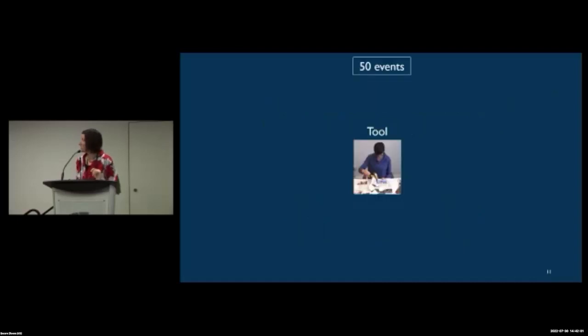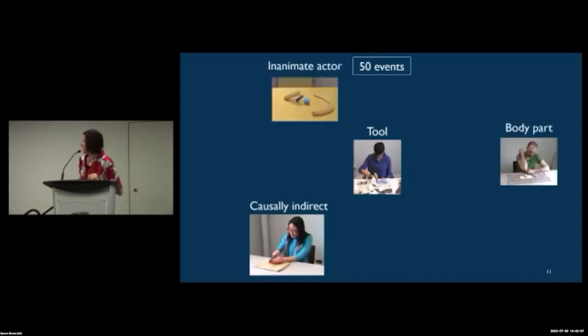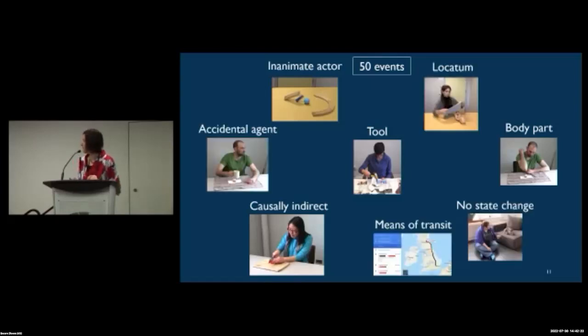Okay, so in this study, people described 50 events. So tool events, like you saw, and these three other types of events, which we saw examples of: someone using their body, or where the actor is inanimate, like the train track, or where it's playing a causally indirect role, like the cutting board. There were a variety of other events as well, which I'm going to come back to.